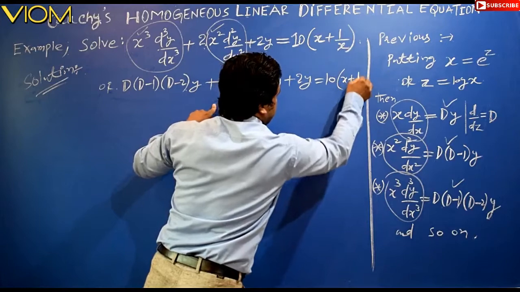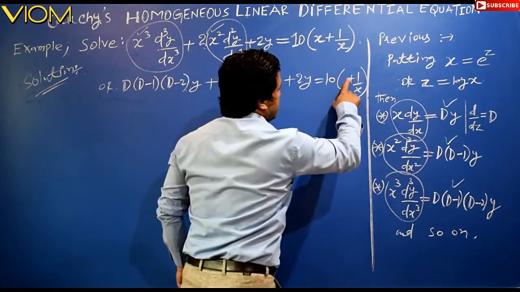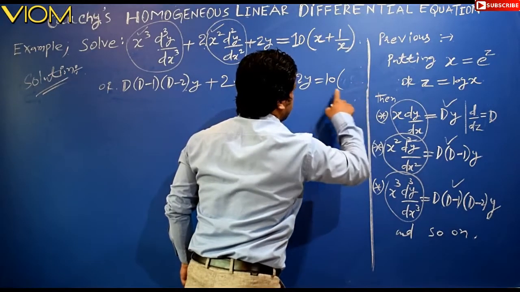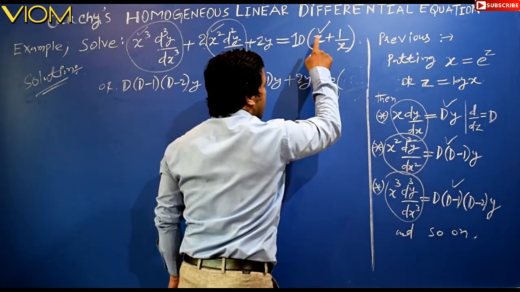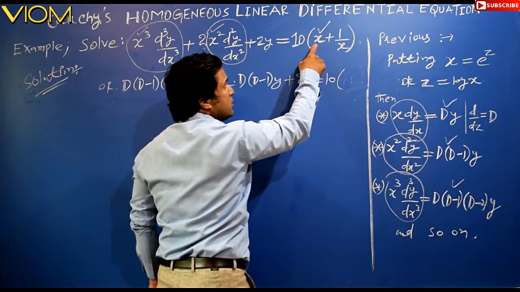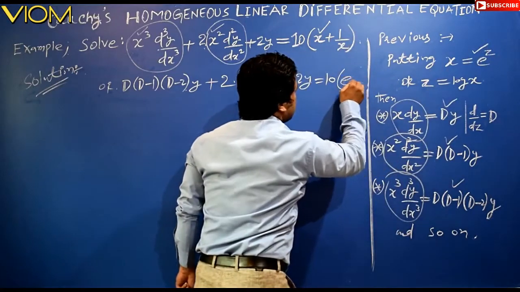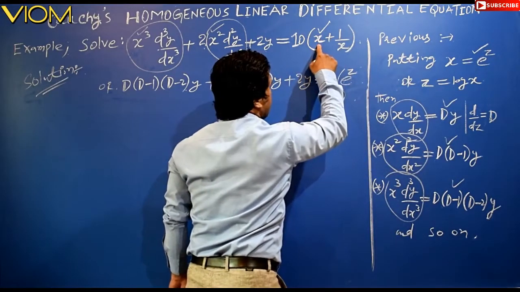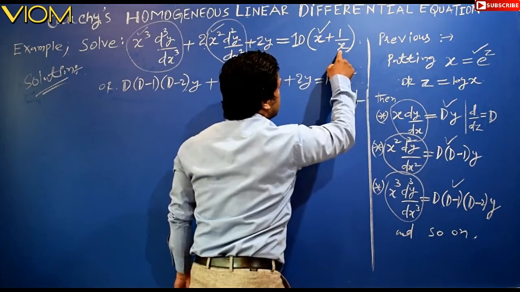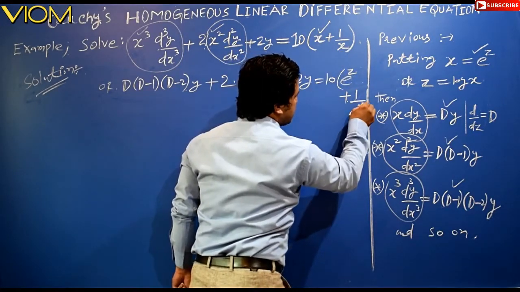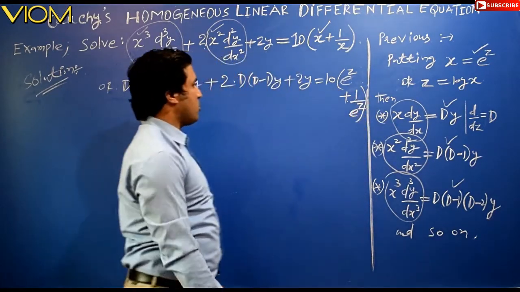This is x plus 1 divided by x. And use the idea here, I can repeat this one, this is equal to 10 times. The value of x, I will transform, I will use the element x. Whenever you see x, you can use e raised to the power z. You can insert e raised to the power z here as per the value of x is concerned. This is plus 1 divided by e raised to the power z.